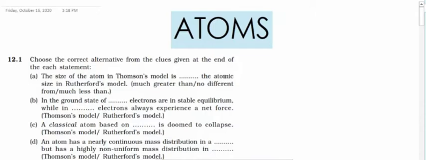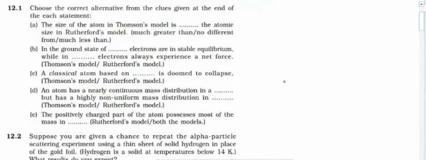Questions of chapter Atoms. Question 1. Choose the correct alternative from the clues given at the end of each statement. The size of the atom in Thomson's model: no difference. The atomic size in Rutherford atom model.